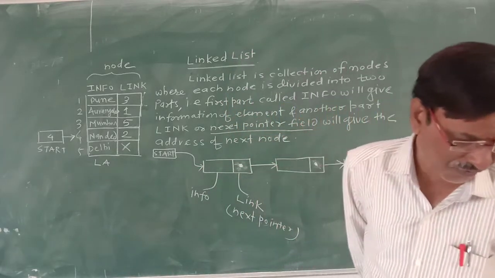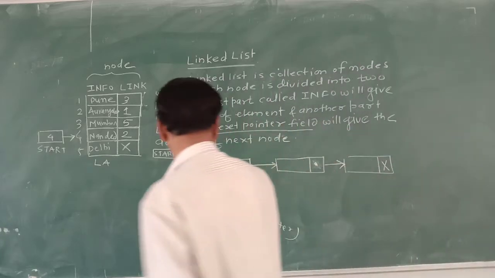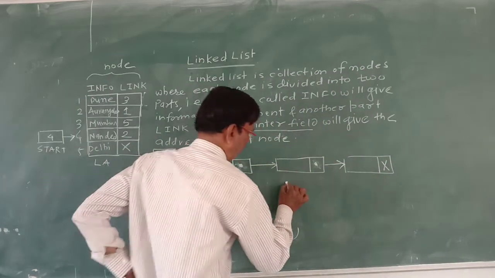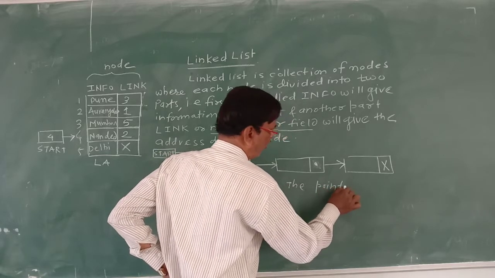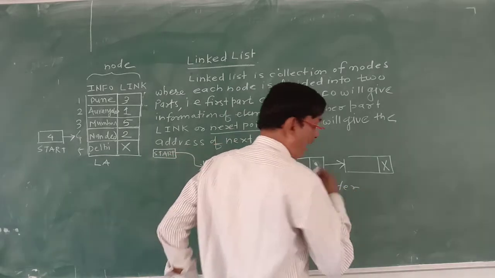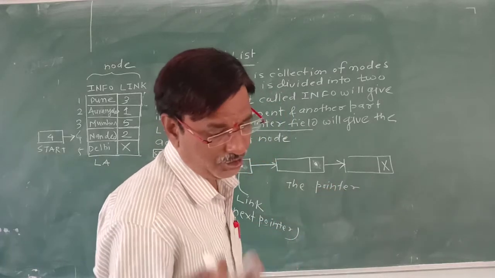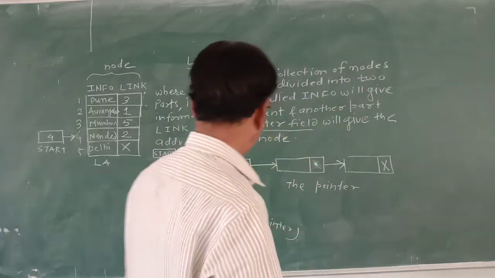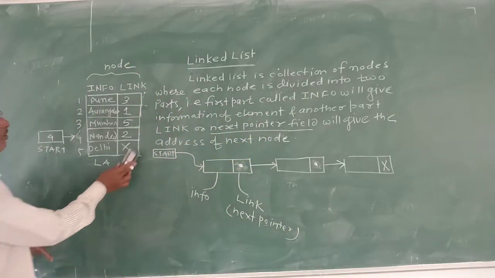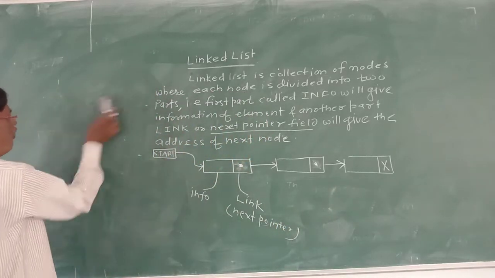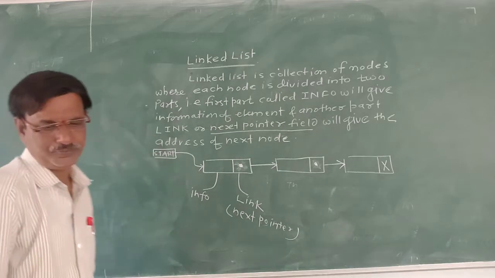The pointer of the last node contains a special value. Now here you can first of all see this. Now look.